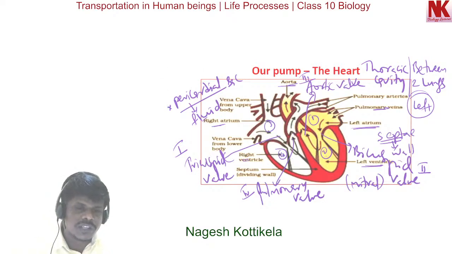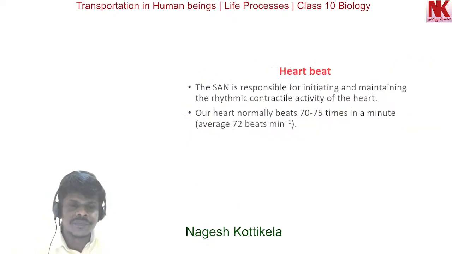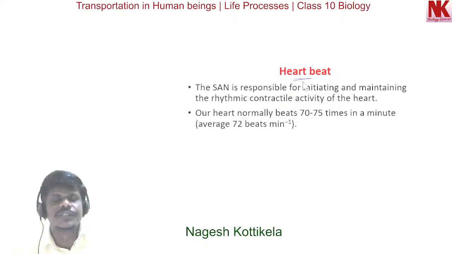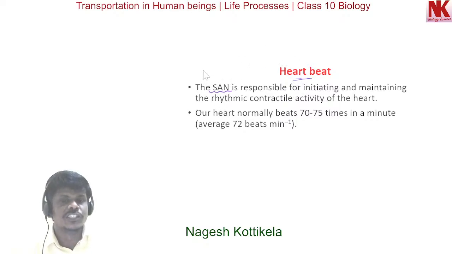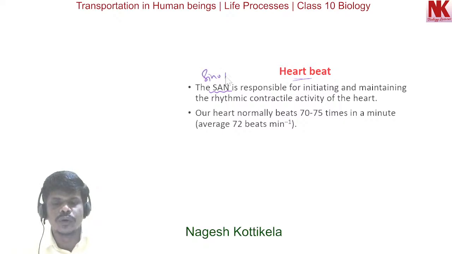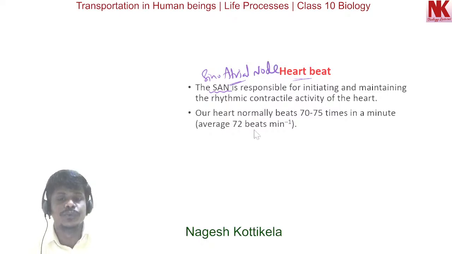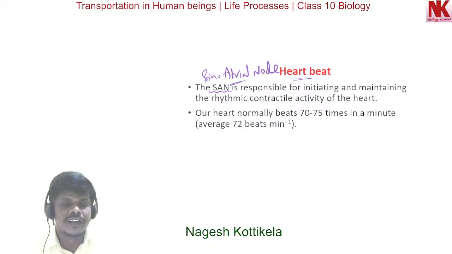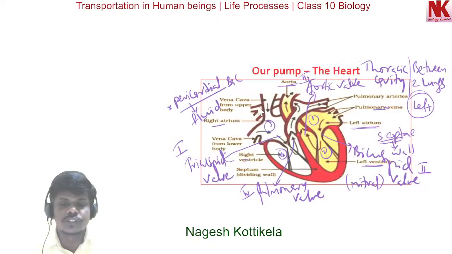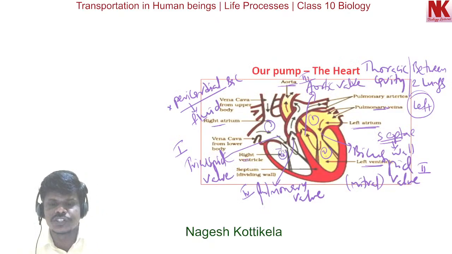Now the continuation part of this, the heartbeat. One important structure called SAN, sinoatrial node. Sinoatrial node is a patch of nodal tissue. It is present in the right atrium. This is right atrium. In the right corner it is present.